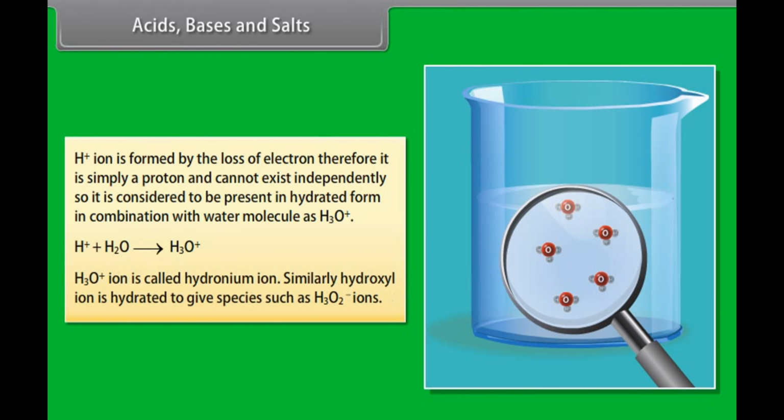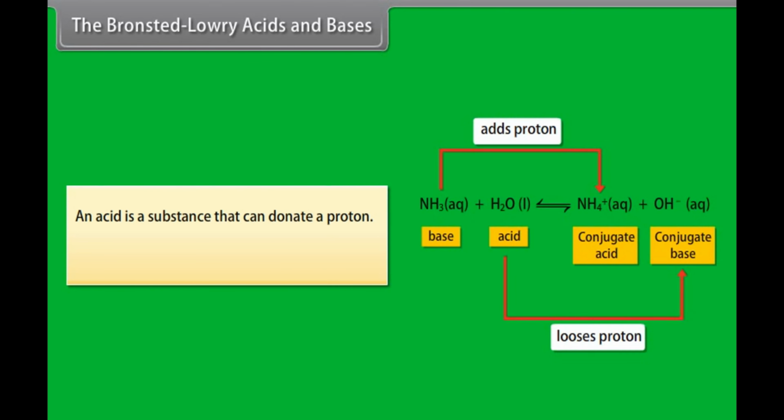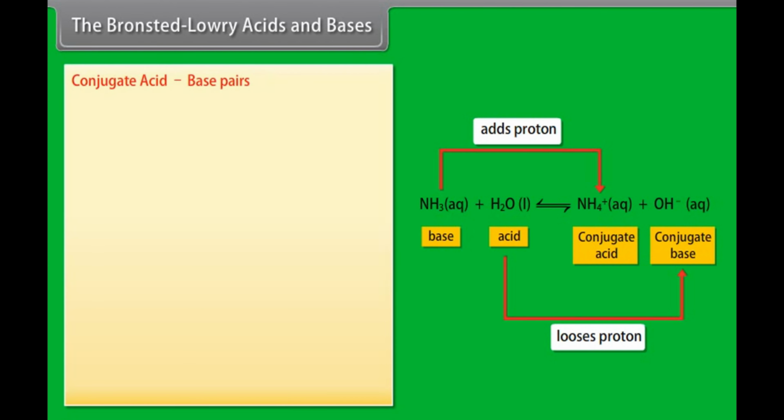H3O+ ion is called hydronium ion. Similarly, hydroxyl ion is hydrated to give species such as H3O2- ions. The Bronsted-Lowry acids and bases. According to them, an acid is a substance that can donate a proton. A base is a substance that can accept a proton. Conjugate acid-base pairs.